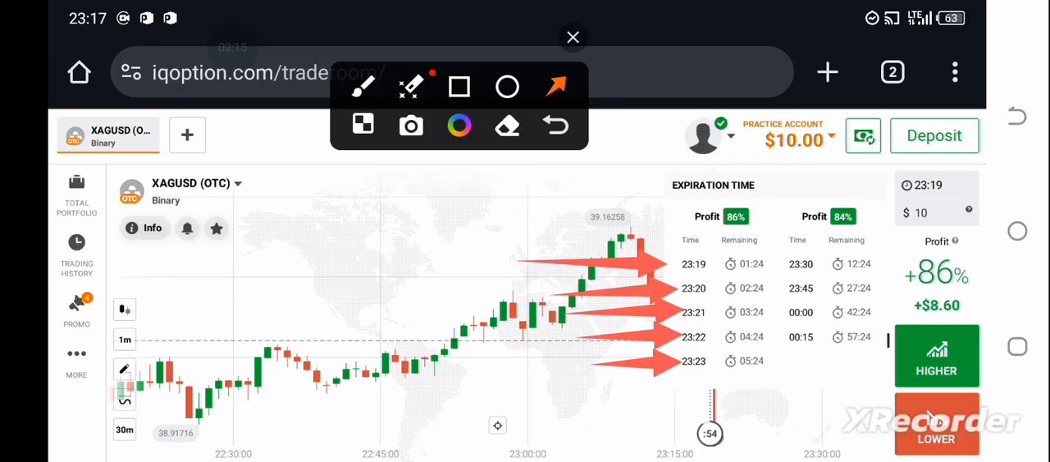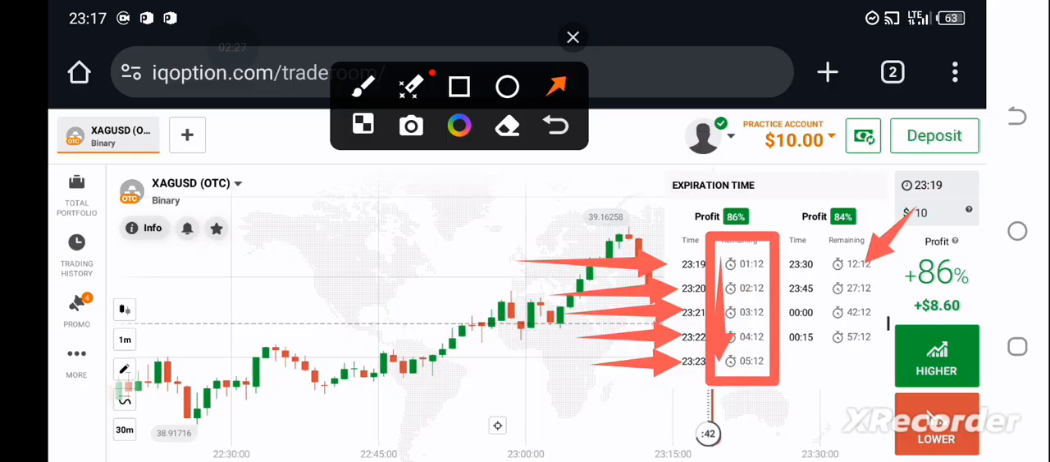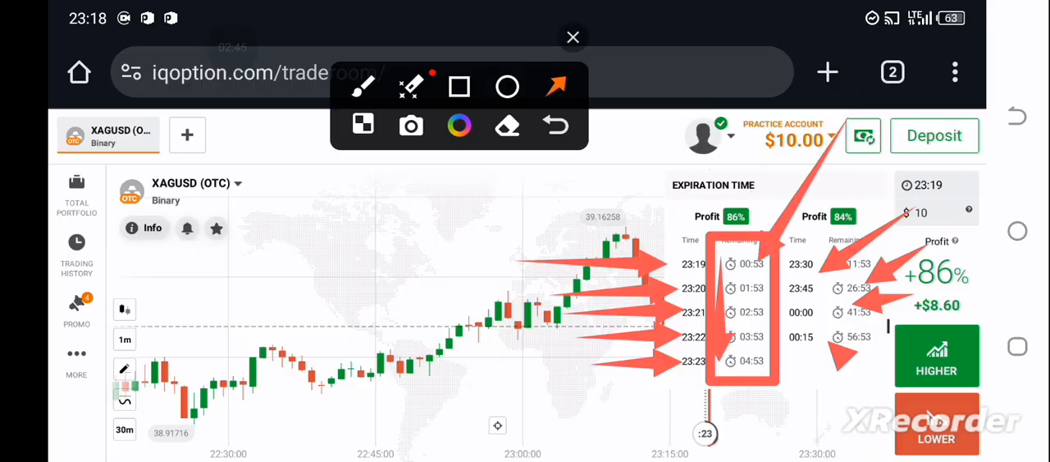Now look at the time. You can see that it is counting down here. Look at the entire time there. 6 minutes, 23:30. I think this is 30 minutes, 15 minutes, 1 hour, 1 hour 15 minutes. But you don't need all of those higher time frames, you just need to stick with these particular ones from 1 to 5 minutes.